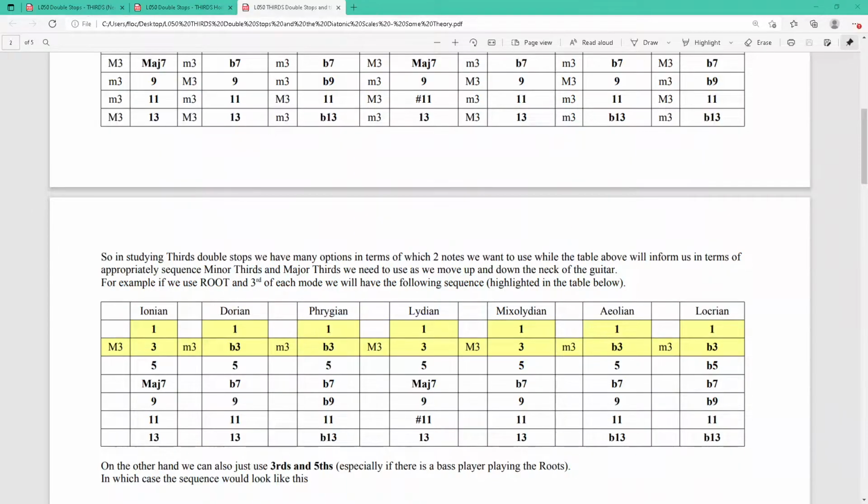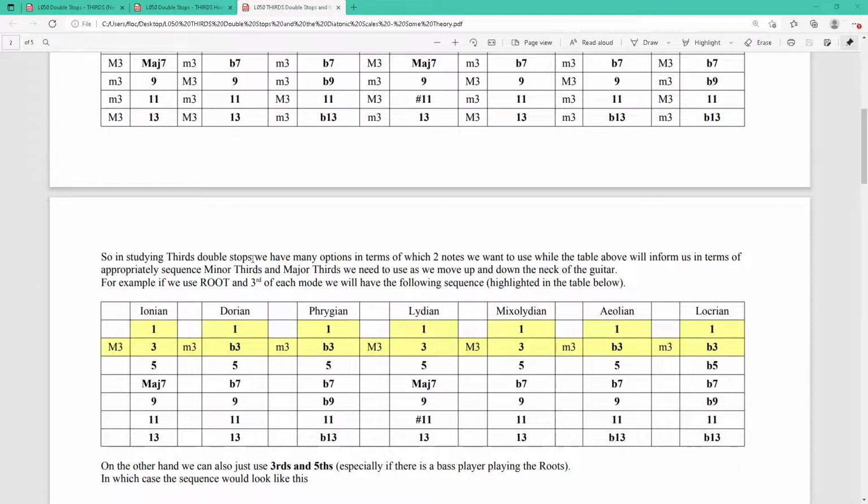So what makes it very interesting when it comes to double stops and thirds in particular, because chords are built in stacked thirds, is that when I take an interval, a double stop, I don't necessarily have to take the root and the third. I'll still have sequencing across our major scale. Let me show you on a diagram. It makes even more sense.